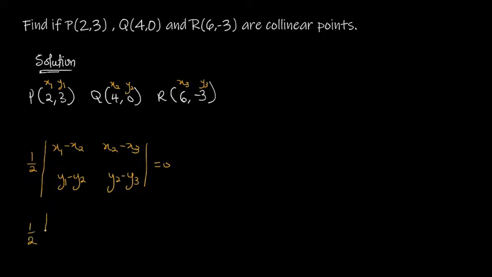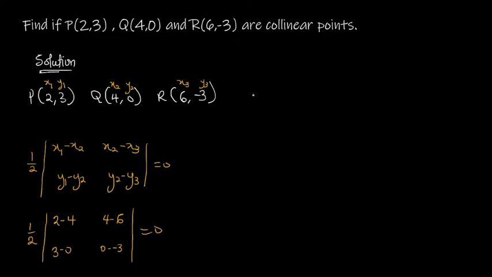So we have half multiplied by x1, which is 2, minus x2, which is 4, then x2, which is 4, minus x3, which is 6. This is equal to 0. Then my y1 is 3 minus my y2, which is 0, and my y2 is 0 minus my y3, which is -3.